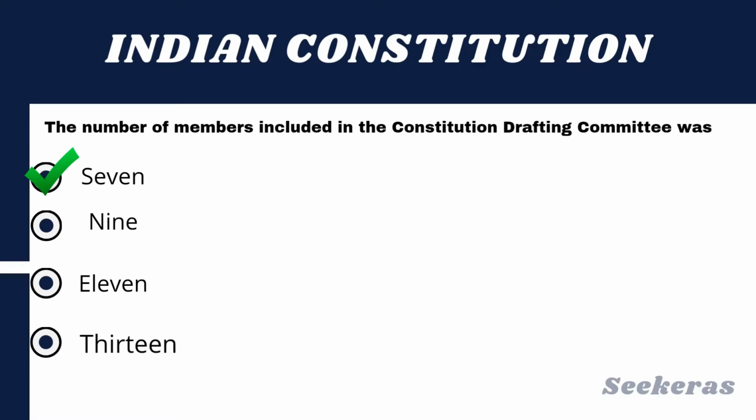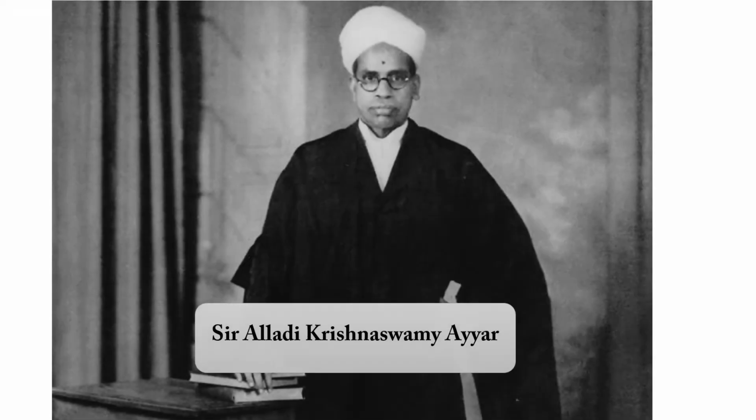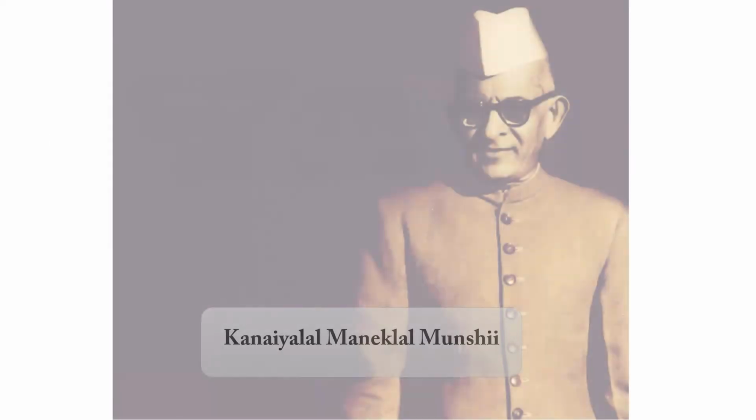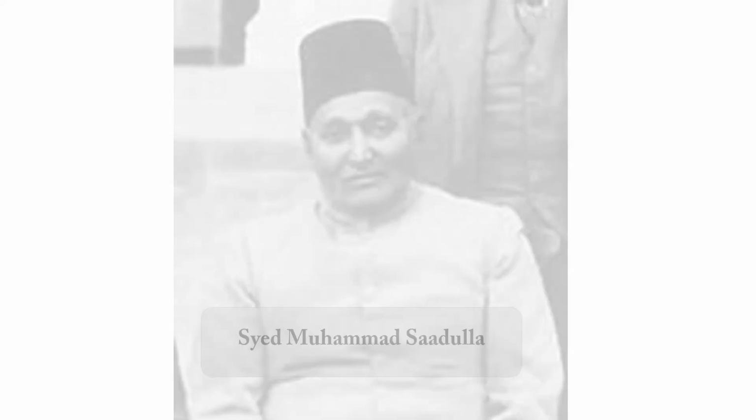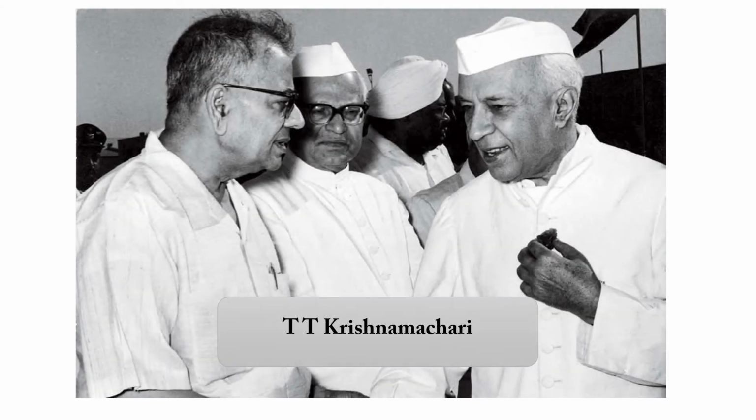Among all the committees of the Constituent Assembly, the most important committee was the Drafting Committee set up on August 29, 1947. It was this committee that was entrusted with the task of preparing a draft of the new constitution. It consisted of 7 members. They were Dr. B.R. Ambedkar, N. Gopalaswamy Iyengar, Alladi Krishnaswamy Iyer, Dr. K.M. Munshi, Saeed Muhammad Sadullah, N. Madhava Rao, and T.T. Krishnamachari.